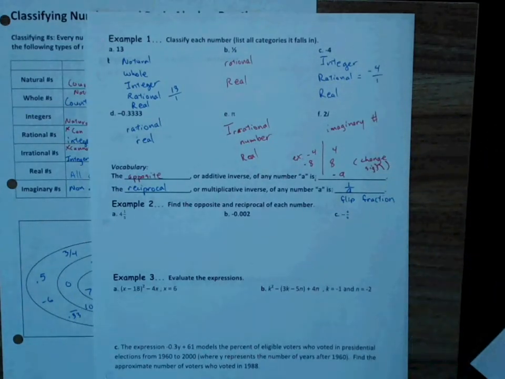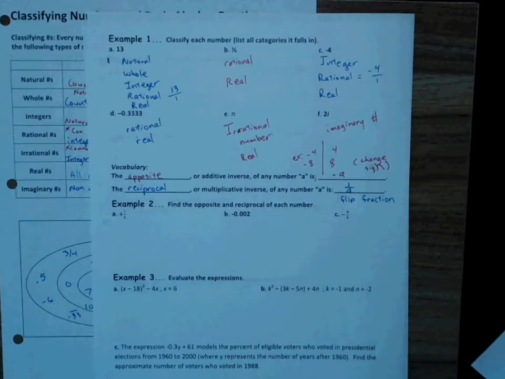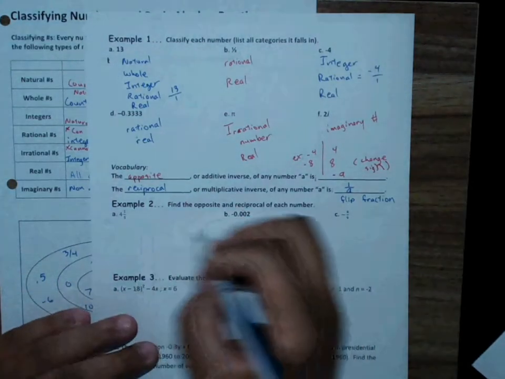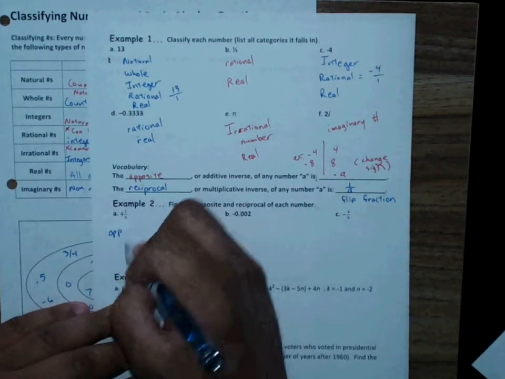So here's a few examples where we're working through using opposites and reciprocals. So here they said find the opposite and reciprocal of each number. So we've got the opposite and reciprocal, so I know what we're looking for.